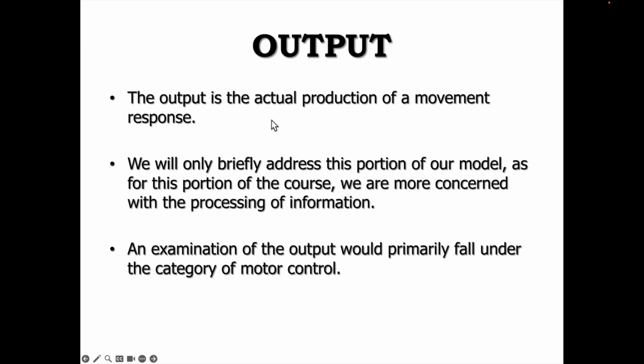So the output portion is the actual production of movement. So when we're actually moving. We will only address briefly this portion of our model, as for this portion of the course, we're more concerned with processing the information, as that's what is involved when we look at reaction time. An examination of the output would primarily fall under the category of motor control. But again, we're not going to focus so much on the output, we're going to focus on the information processing portion.